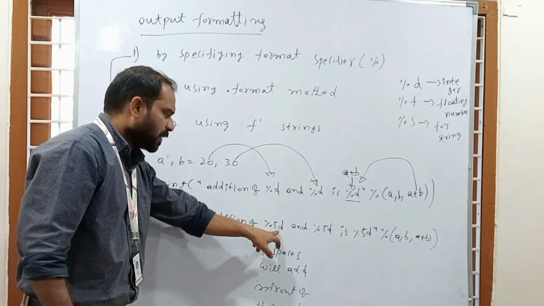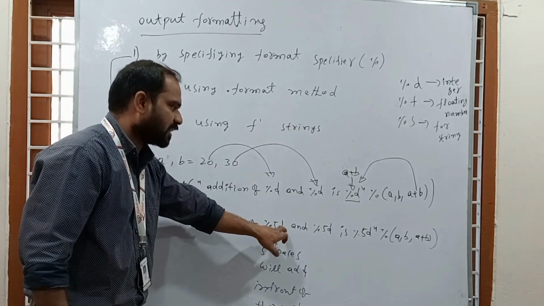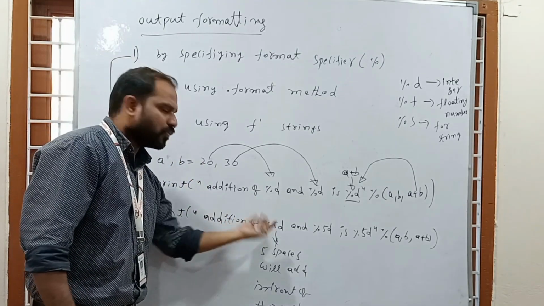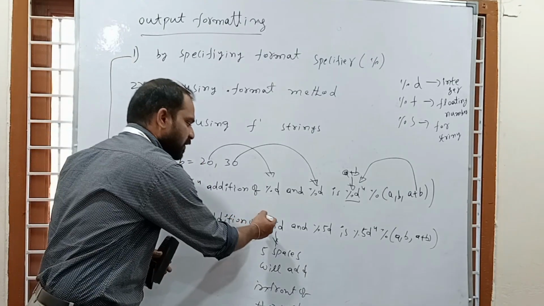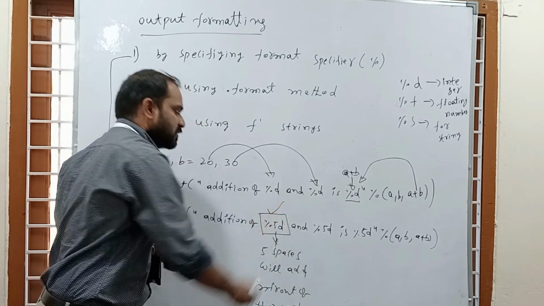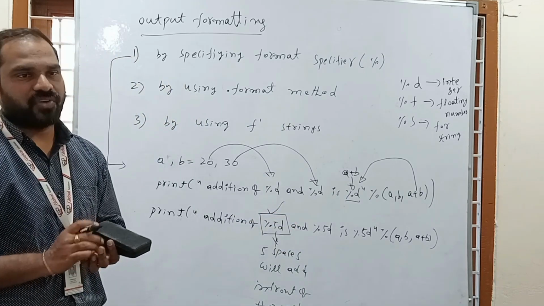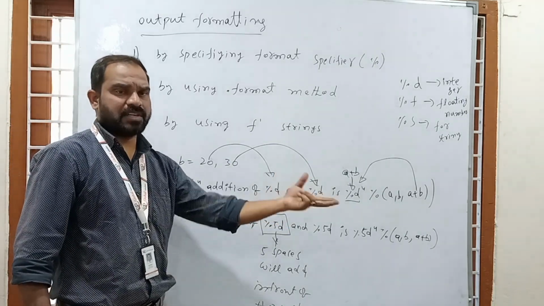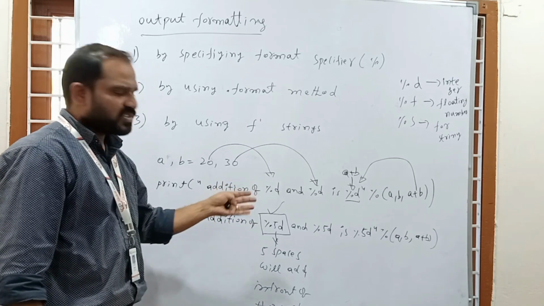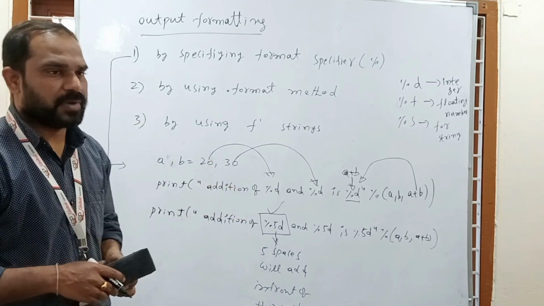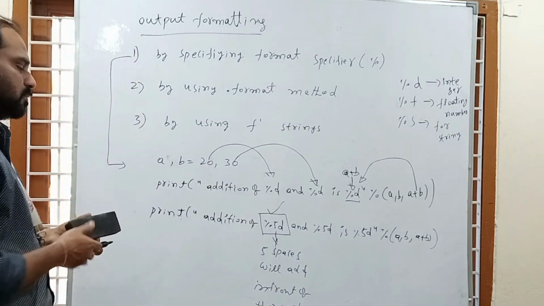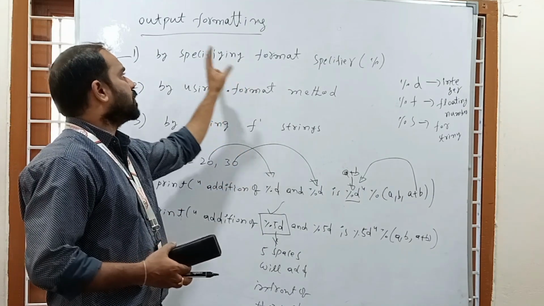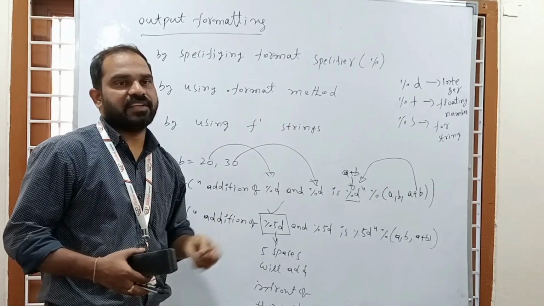So what does %5d mean? In the place of d, actually 20 comes. So before 20, I want to print 5 spaces. You can accomplish that task by using %5d. You can vary it: %2d, %3d, %4d, %5d, right? Now the number of spaces will get added in front of the number. So this is output formatting by using percent.